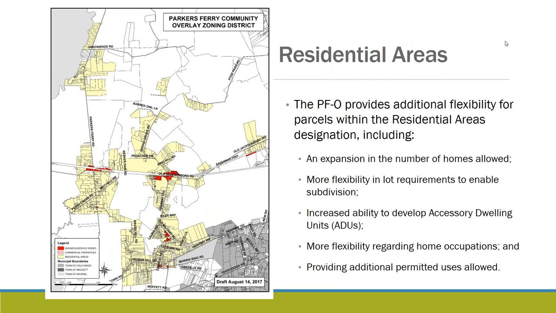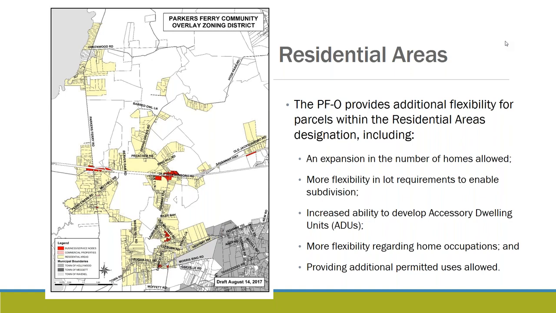The next slide. So this slide shows the residential areas. They're in yellow, and the commercial properties and business nodes are shown in red. The residential areas of the overlay district allow additional flexibility for these parcels. It allows an expansion in the number of homes, increasing the density up to 1 unit per acre for all of these properties.